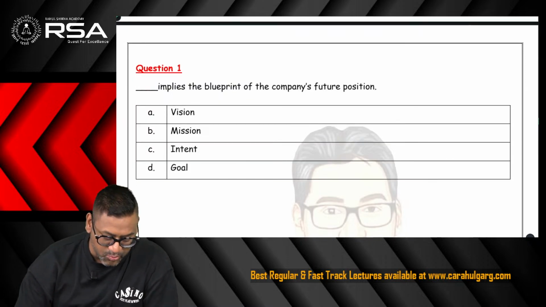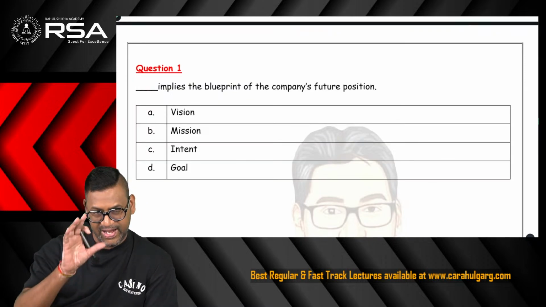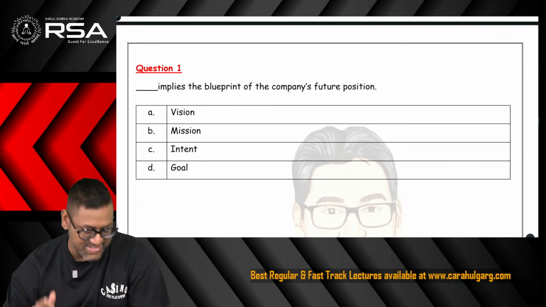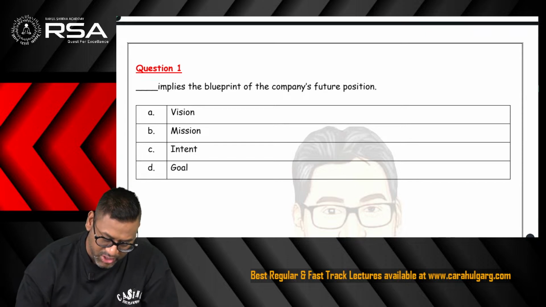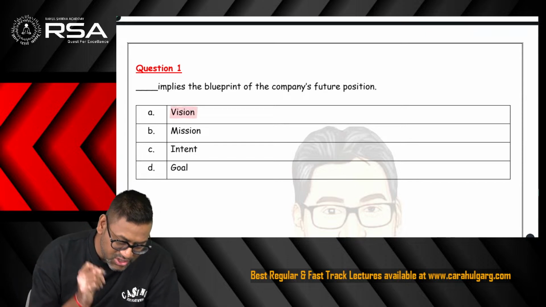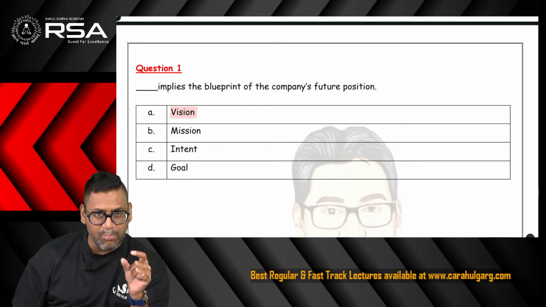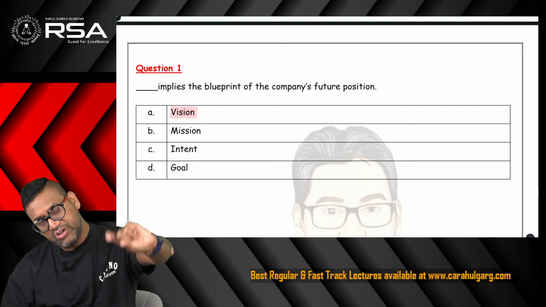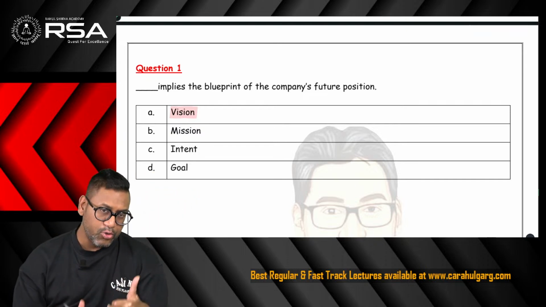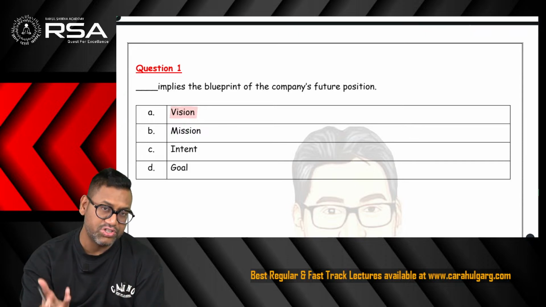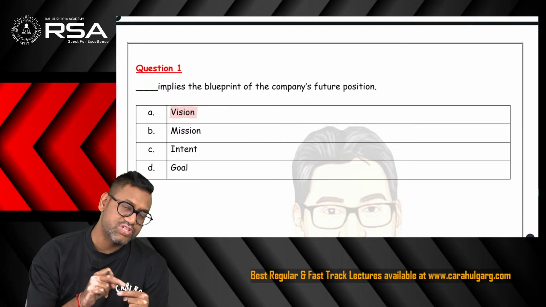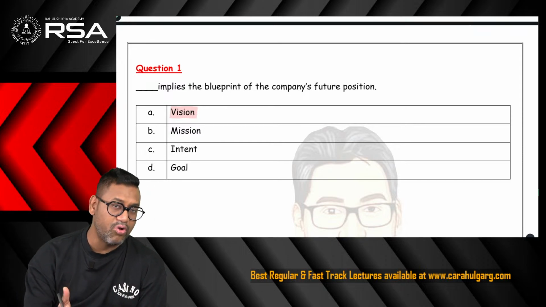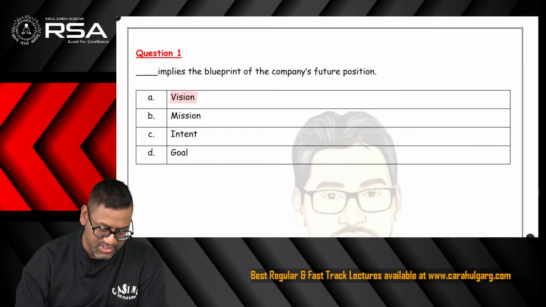What do you think? Pallav Agarwal is writing A. Anybody who is not satisfied with answer A? Answer A is vision, then mission, then intent and goal. The correct answer over here is vision. Vision is the thing which implies the blueprint of the company's future position, where it wants to reach. What are you doing by which you will reach there? That is called the mission. What you are doing is the mission. But where do you see yourself in the future, in the long run? That is the vision. So the correct answer is vision.